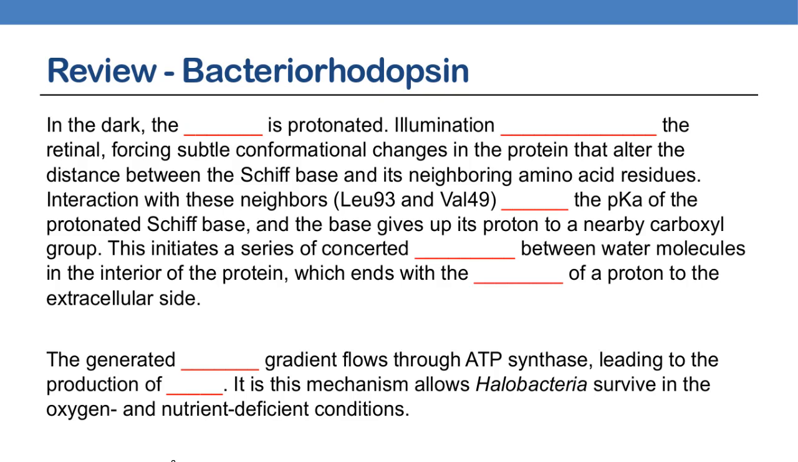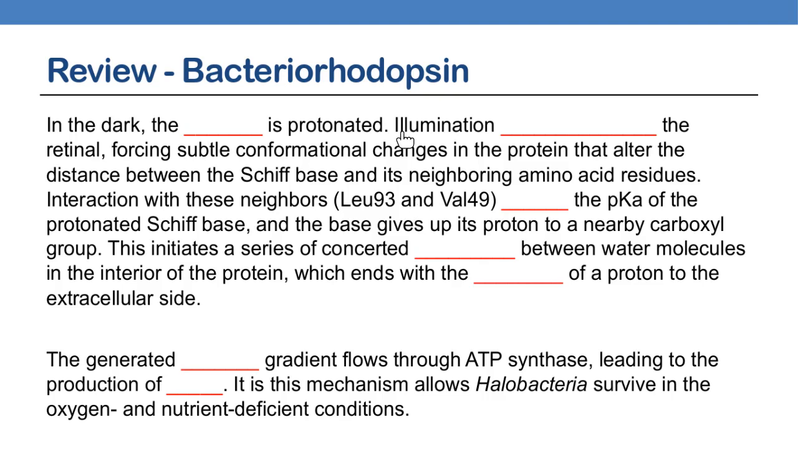What is our group? That is in the trans conformation in the dark. So this is prior to our photoisomerization. Retinol, yeah. So our Schiff base or retinol.